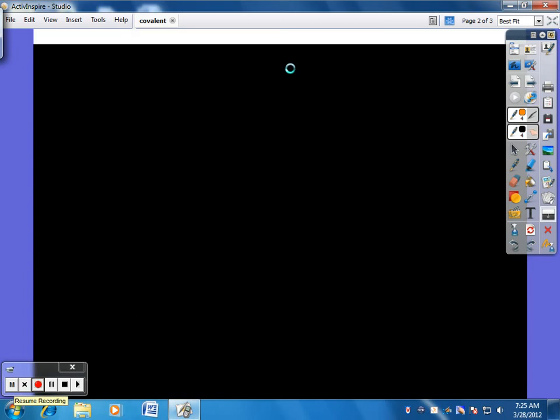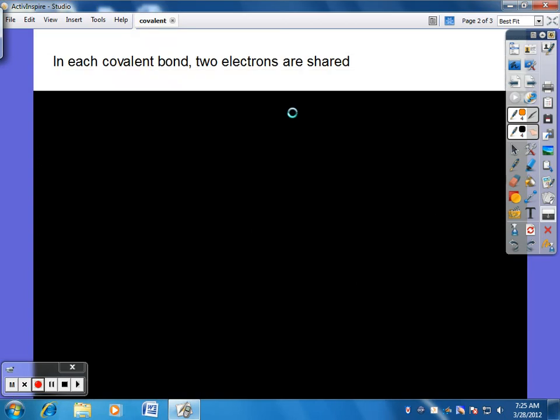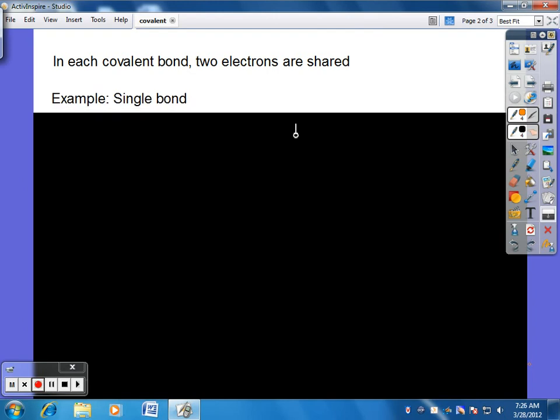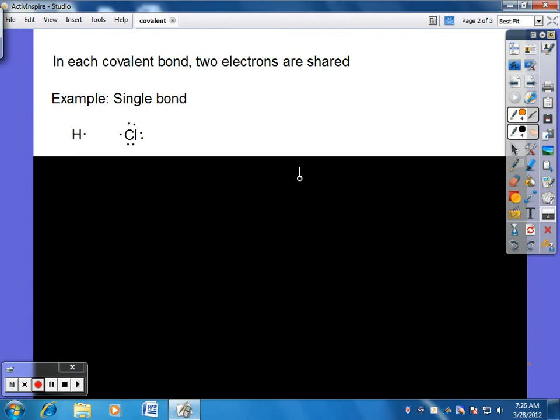Let's take a look at some examples. One thing to keep in mind is in each covalent bond, 2 electrons are shared. So I'm going to show you 3 different types of covalent bonds, if you will. The first type is called a single bond. In a single bond, 2 electrons are shared. So here's an example of that.